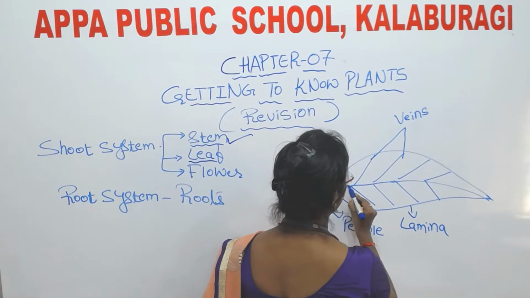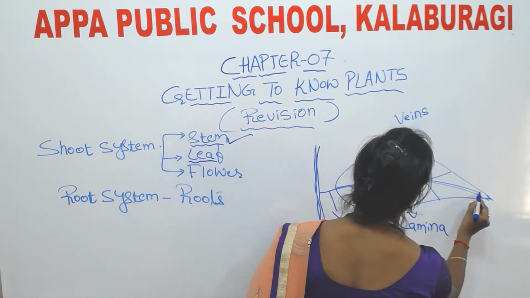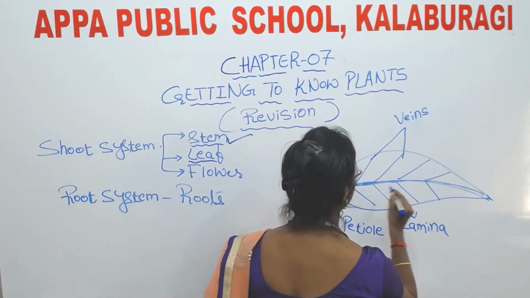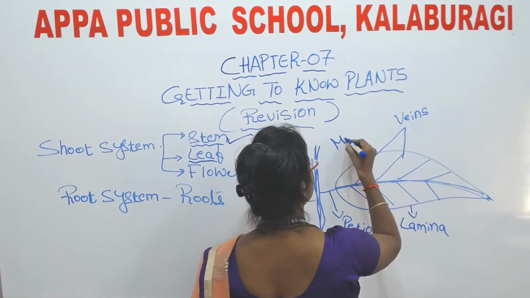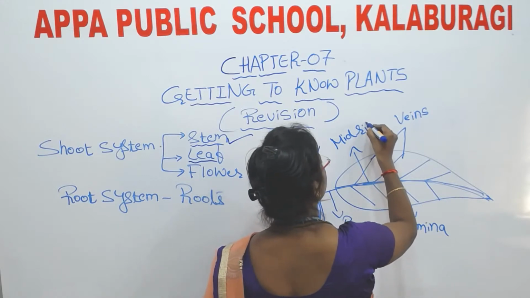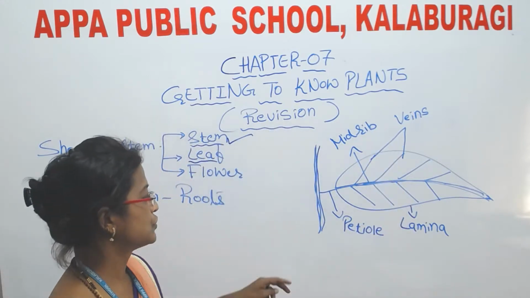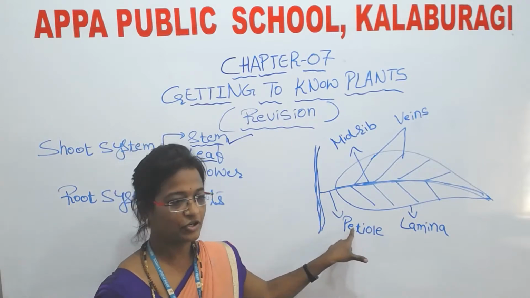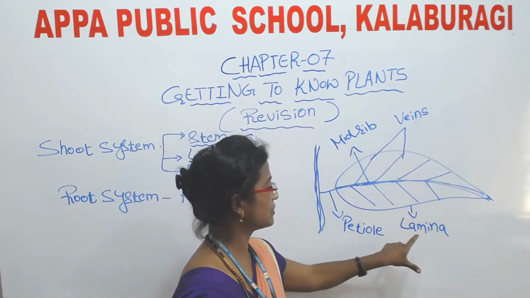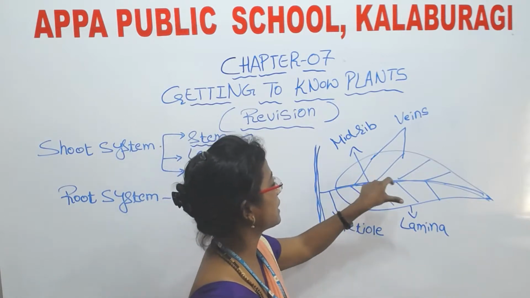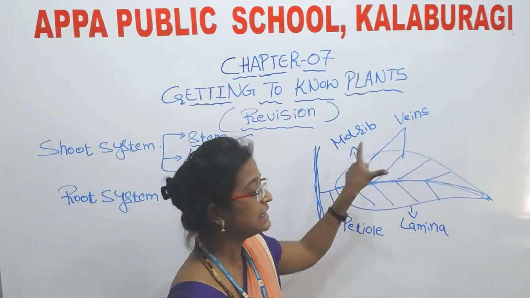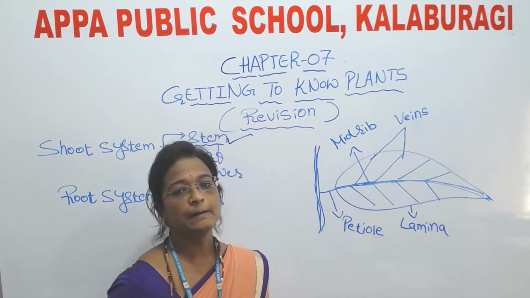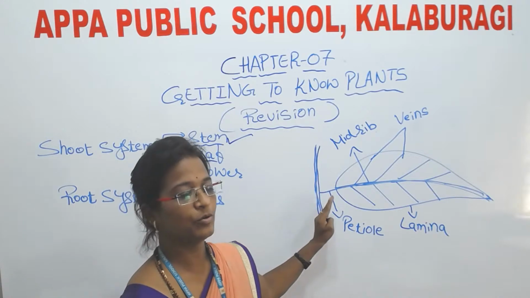And now here you can observe the middle thick part. This middle thick part is called midrib. So the part of a leaf which is attached to the stem is called petiole. The broad green part is called lamina, and the lines which are present on the leaf are called veins, and the thick vein which is present in the middle of the leaf is called midrib. Okay, so this is about leaf.